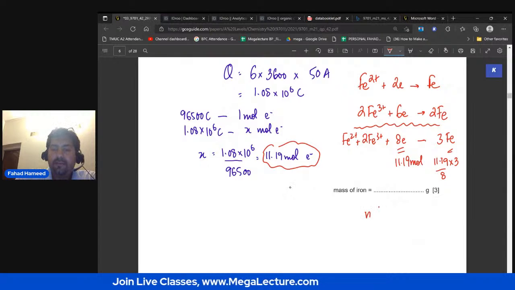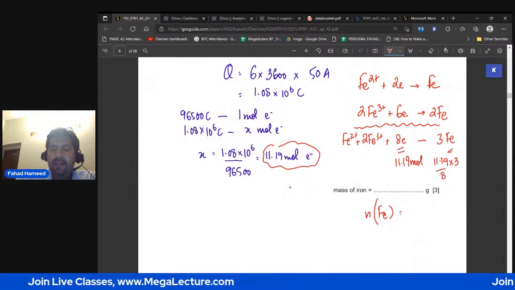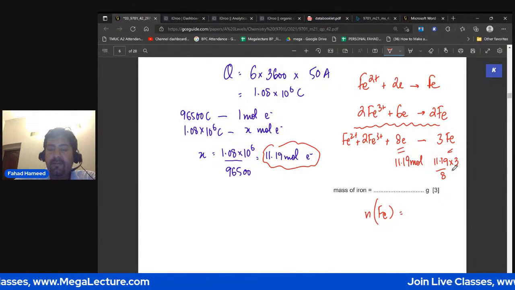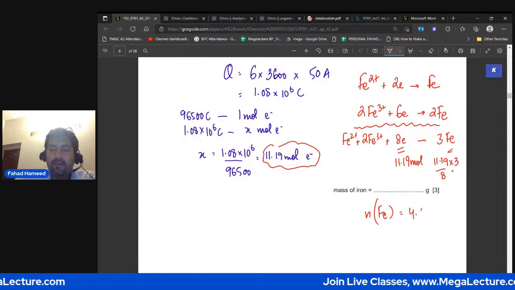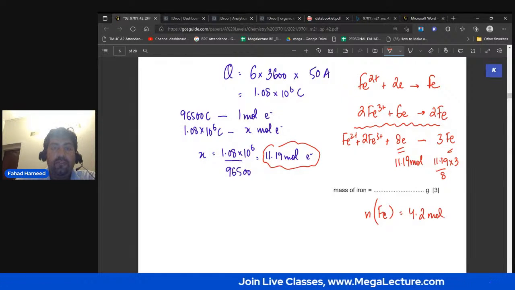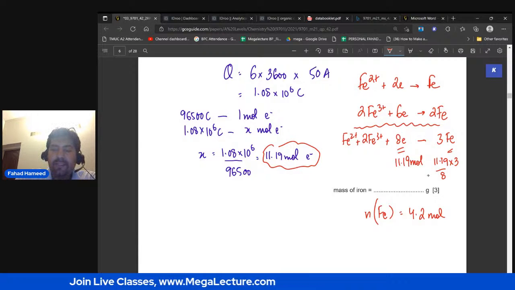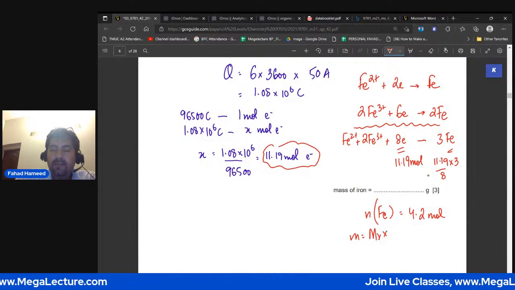So the moles of Fe, if you do the math over here, is going to come out to be 4.2 moles. And the last part is you multiply it by the MR to find the mass. Mass would be the MR into the moles of Fe.